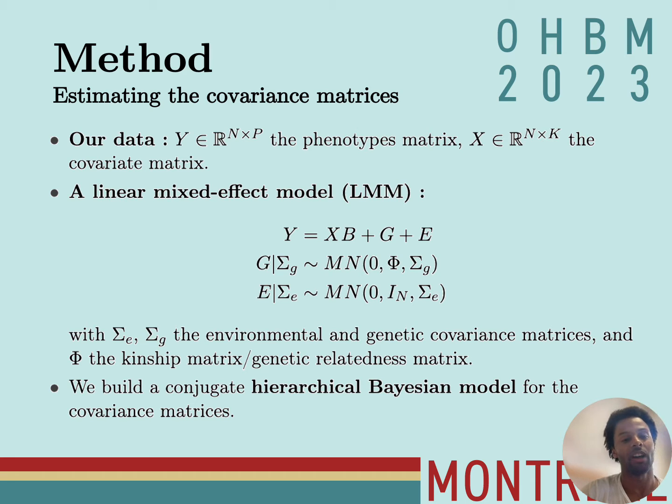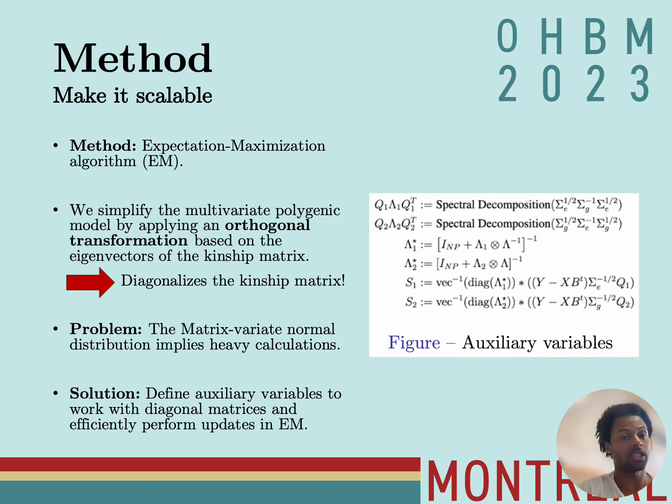Then E is the environmental source of randomness, and it is controlled by sigma E, which is the environmental covariance matrix that tells us how the phenotypes are non-genetically correlated. Now, on top of that, we actually build a conjugate hierarchical Bayesian model for the covariance matrices. Now the question is, how do we actually estimate our covariance matrices in a scalable manner?